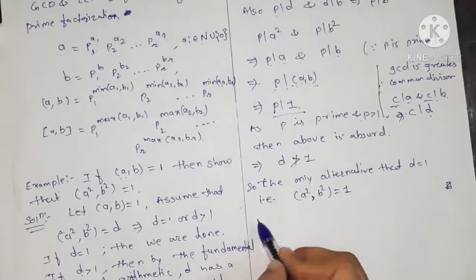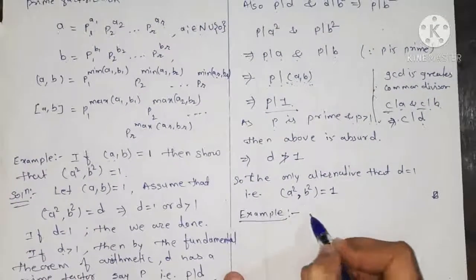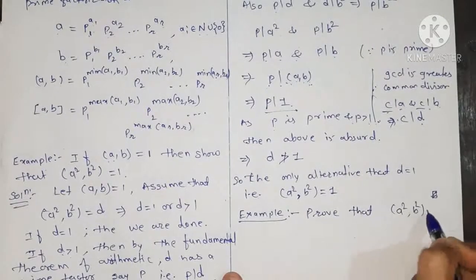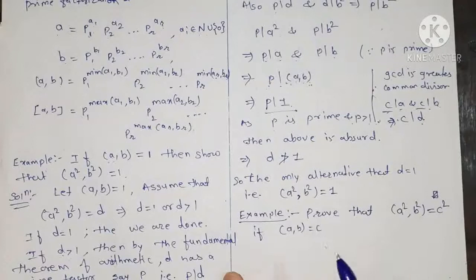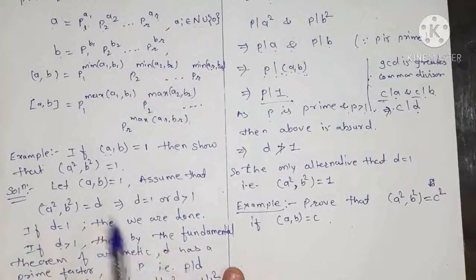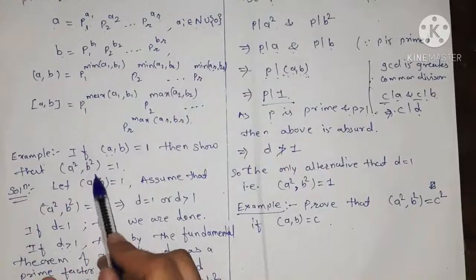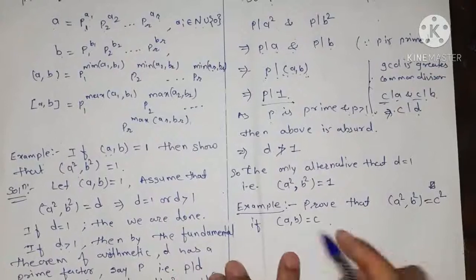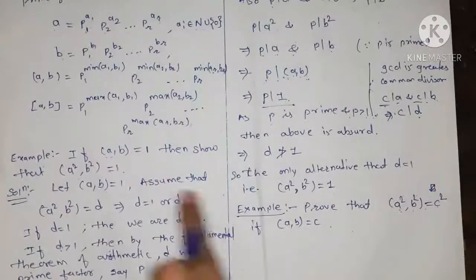Now we see one more example: prove that the GCD of A square comma B square equals C square if the GCD of A comma B is equal to C. This is a generalization of the previous example. There the GCD of A comma B is given to be 1, and therefore the GCD of A square comma B square is equal to 1. Similarly, here the GCD of A comma B is given to be C, so the GCD of A square comma B square equals C square.